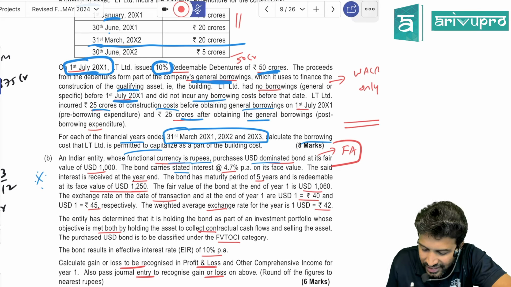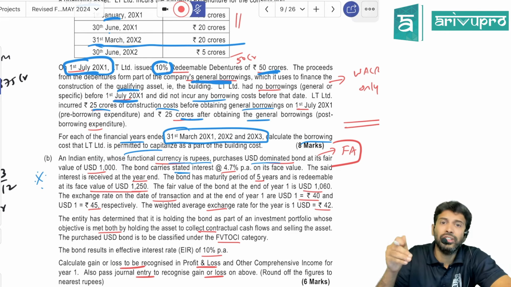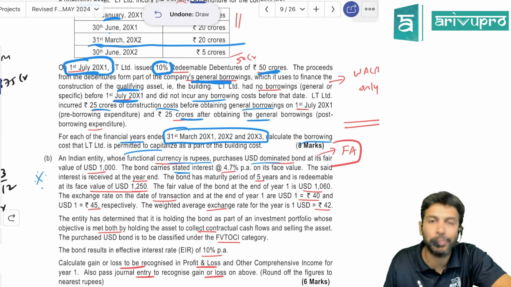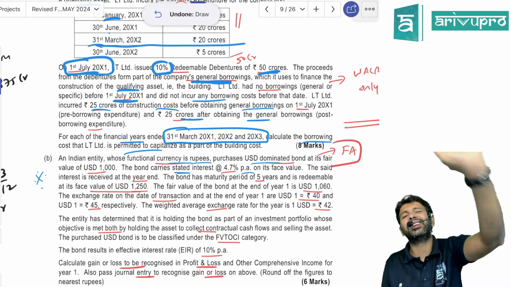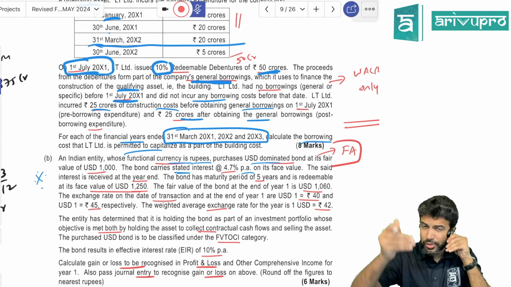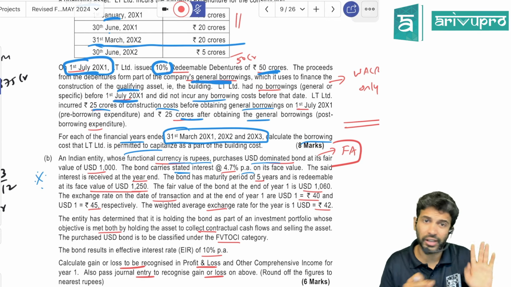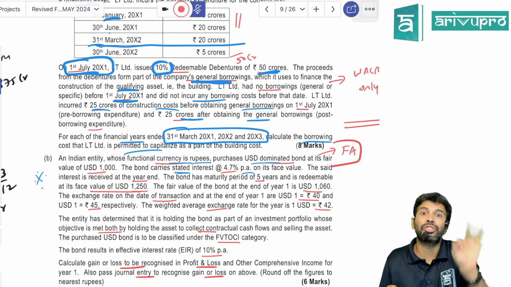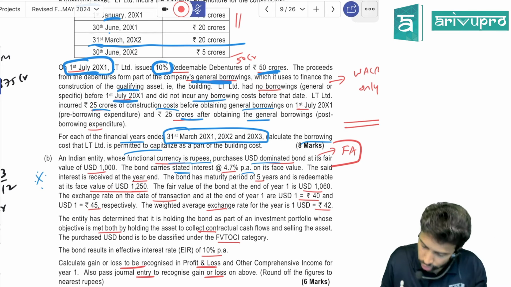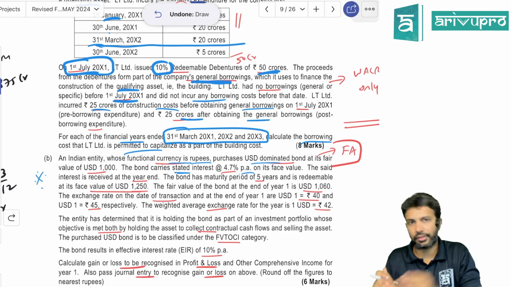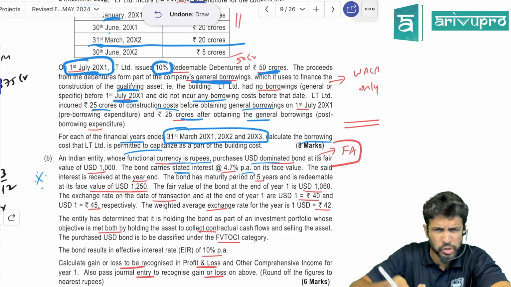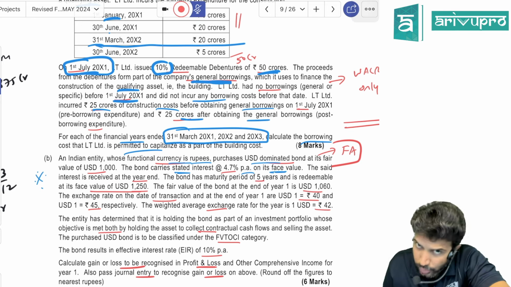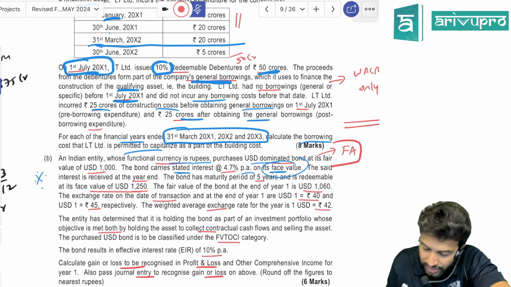The bond carries a stated interest. Stated interest means obviously how much interest you will receive on this investment. That is 4.75% per annum. So that is irrelevant for us. This is the interest which you will actually receive. We will not worry about that because we book the interest income or interest expense using the effective interest rate, EIR. We need EIR. Most probably they'll give it to you in the question. We'll see. But the interest, mind you, you will receive at 4.75% on the face value.